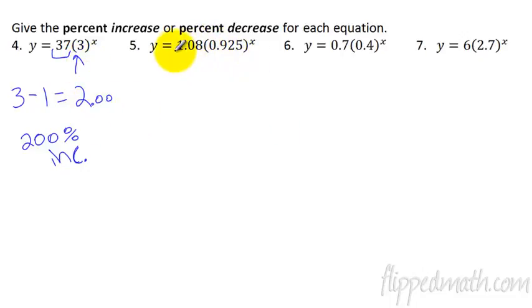Okay, how about this one? The initial value was 1.08. So we had started with 1.08, and then it's decreasing. We know it's decreasing because it's below the number 1. So in this case, you take the number 1 and subtract. How far below the number 1 is this?